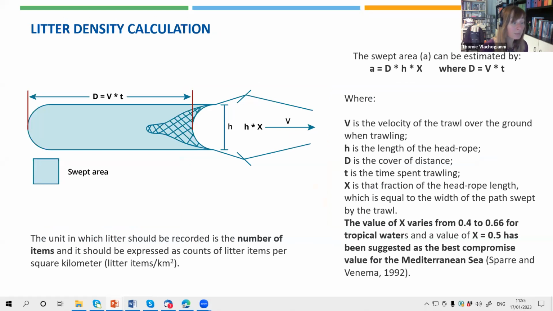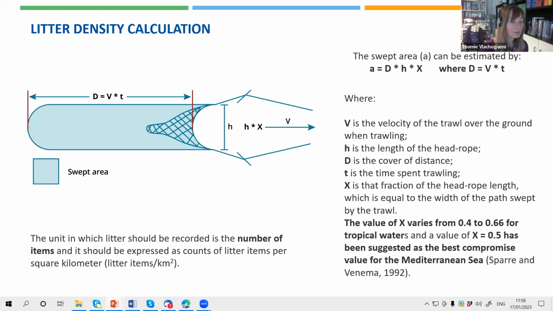And here, the trickiest point, of course, is to express results per sampling unit, because it's quite difficult to calculate the swept area by the haul. So this is why you see many research papers reporting results as litter items per haul. But in order to be able to compare these results with the results obtained with the help of divers, the results should be expressed per square kilometer.